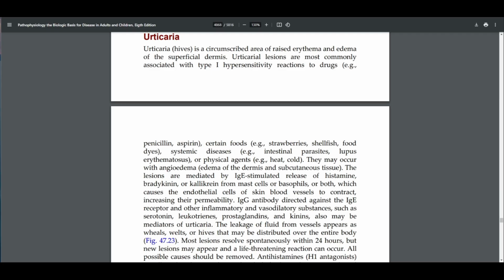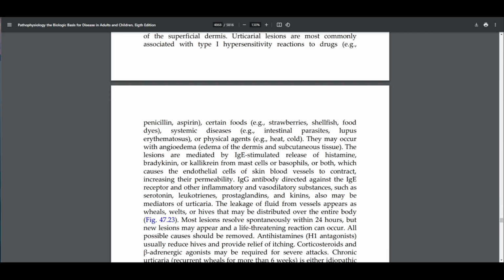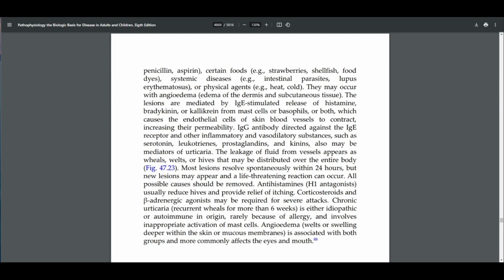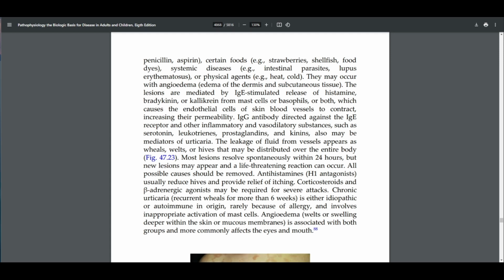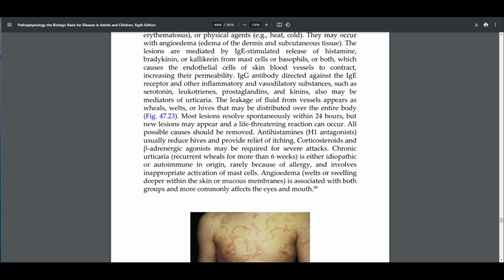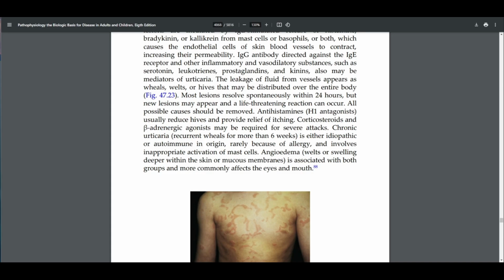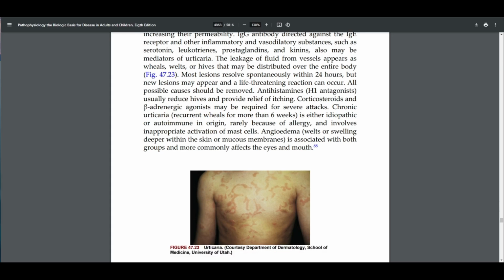IgG antibody directed against the IgE receptor and other inflammatory and vasodilatory substances, such as serotonin, leukotrienes, prostaglandins, and kinins, also may be mediators of urticaria. The leakage of fluid from vessels appears as wheals, welts, or hives that may be distributed over the entire body. Most lesions resolve spontaneously within 24 hours, but new lesions may appear and a life-threatening reaction can occur.